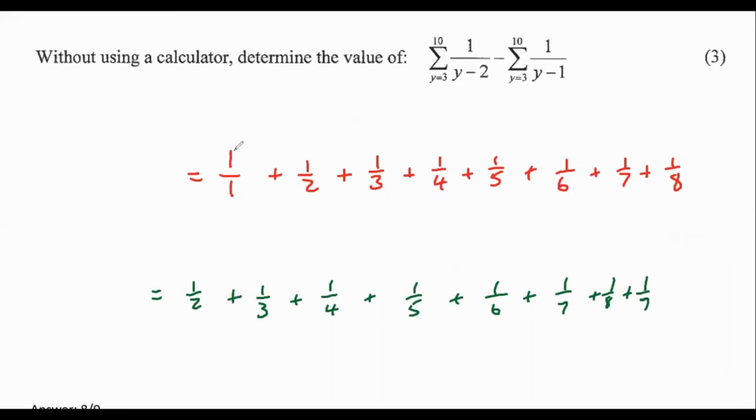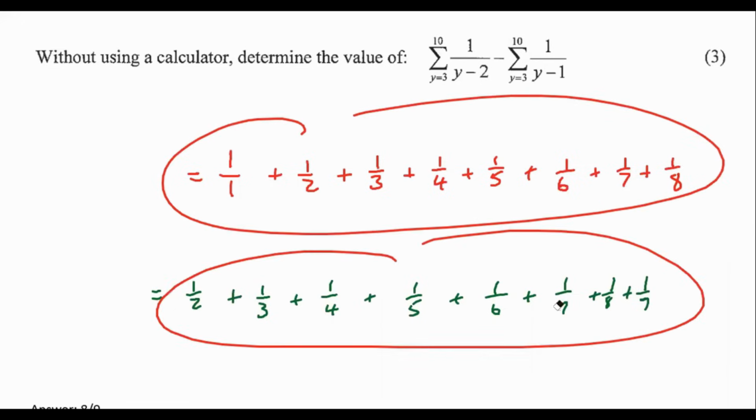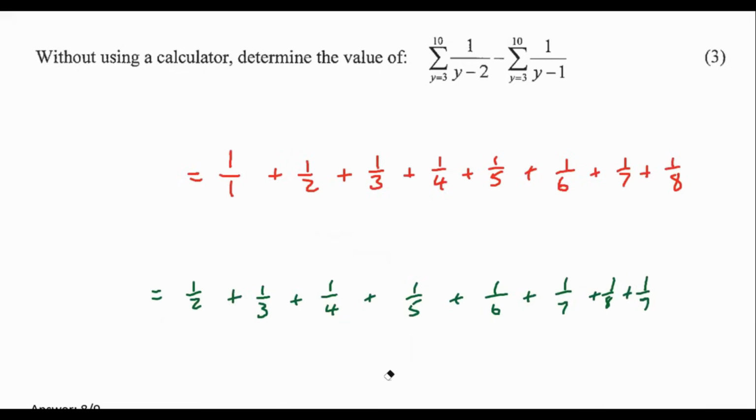Okay, so they want us to take this one minus this one. Now what you should identify is that the halves are going to cancel when you minus them. The thirds are going to cancel. The fourths, the fifths, the sixths, the sevenths, and the eighths. And so this always happens.